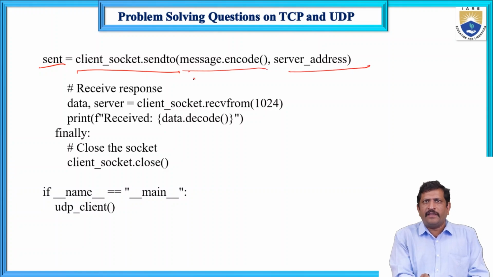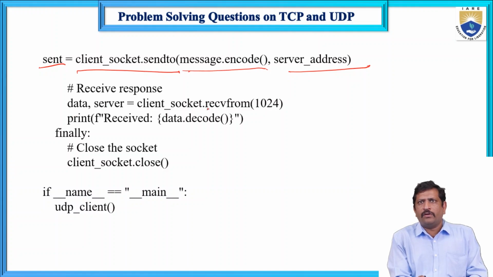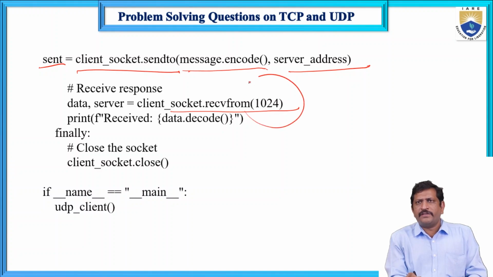So for receiving the response, server is equal to client dot recvfrom 1024. So the response is received, and the port number we are assigning to the server. Print received data is decoded. After the decoding, now the data will be received.